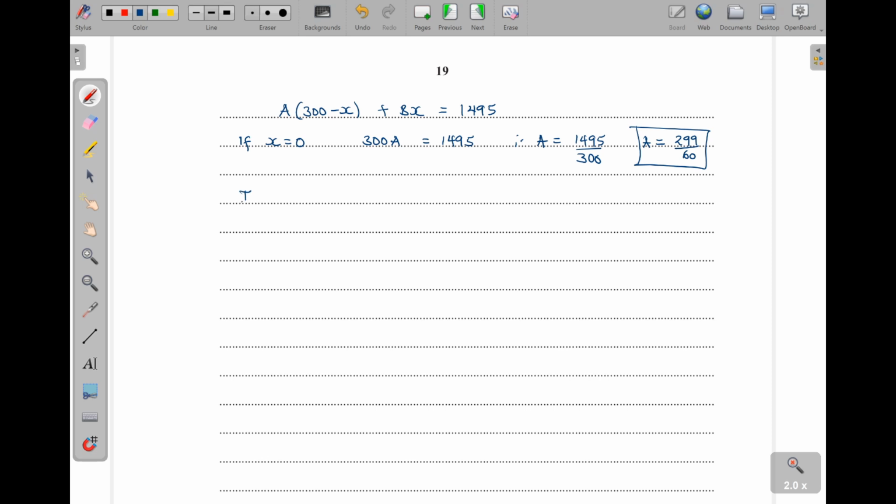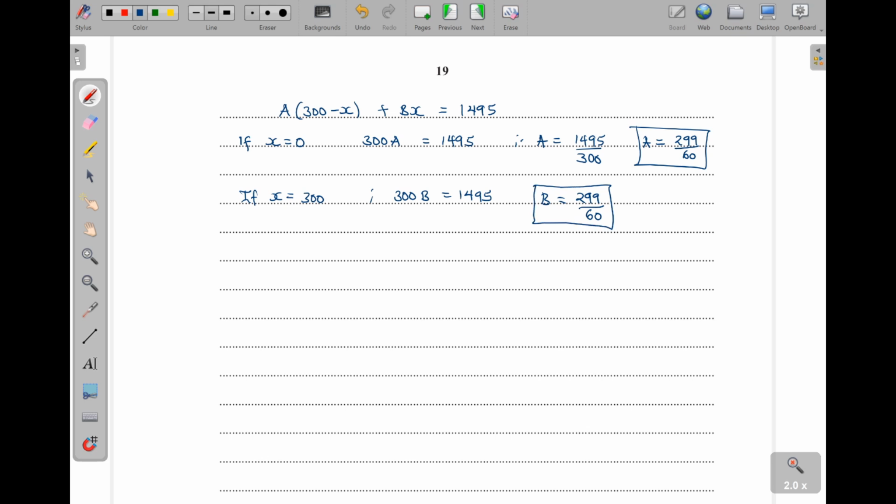Then suppose our x here is equivalent to 300. Okay, when I put 300 here, the whole of this is going to go. So that means we shall have 300 of b, which is equal to 1495. It is just the same thing as this one here. So that means b is also going to be equal to 299 over 60.